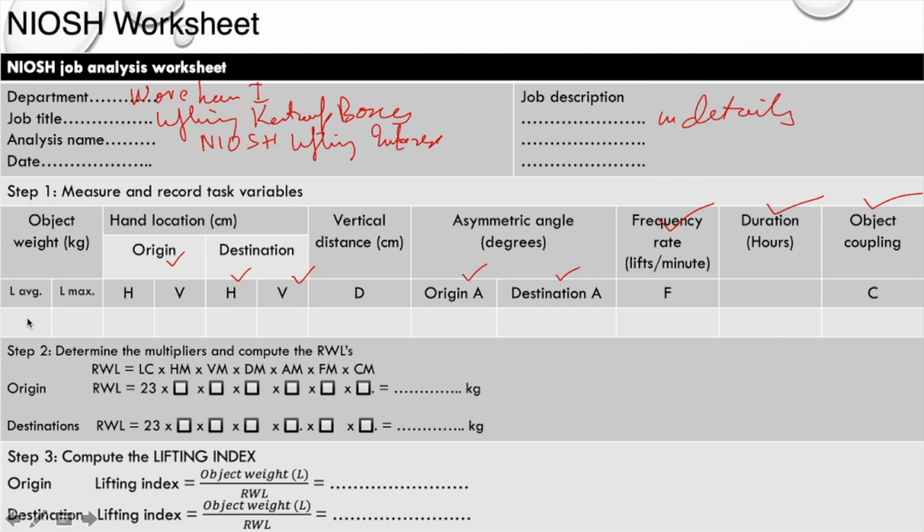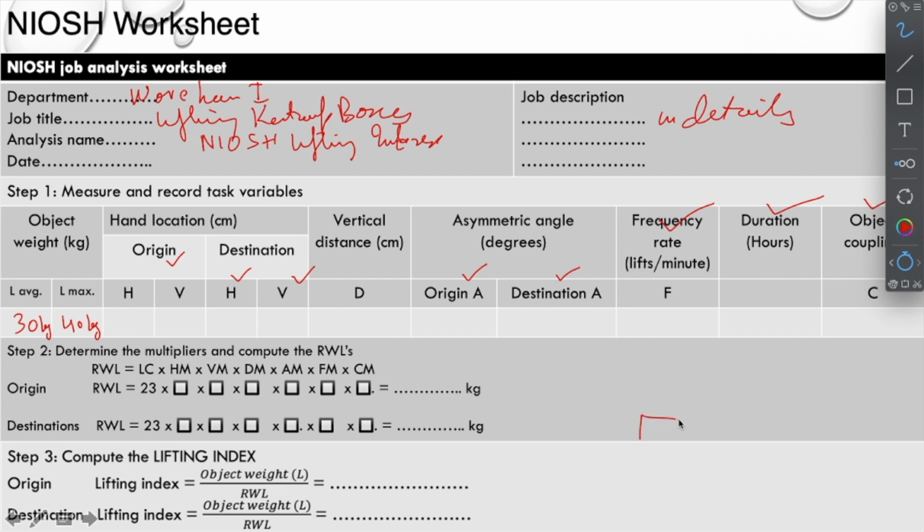Now, what is the average weight a person lifts during the working hours? Suppose this is 30 kg and the maximum is, suppose, 40 kg. Horizontal distance at the destination is, suppose, horizontal distance at the destination.